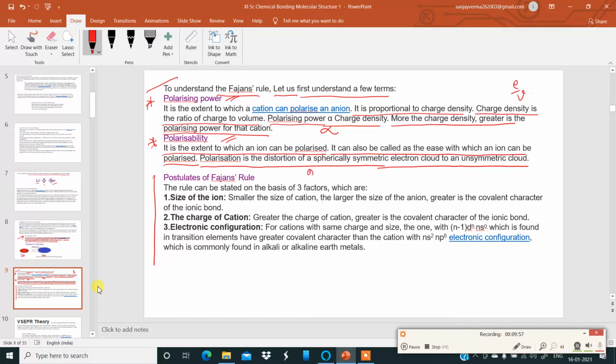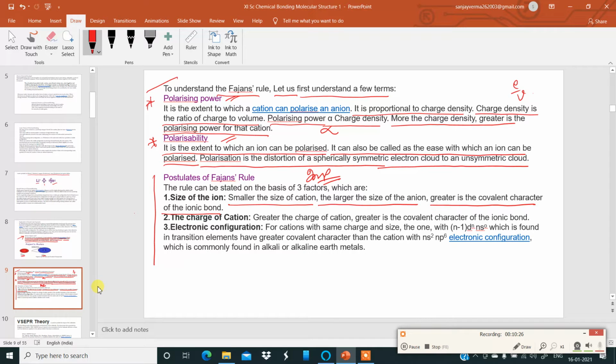Very, very important. You will get questions from this also, the postulates of Fajans' rule. There are three factors basically under Fajans' rule. First one is the size of the ion. The smaller the size of the cation, the cation must be small, and the larger the size of the anion, the greater is the covalent character of the ionic bond.